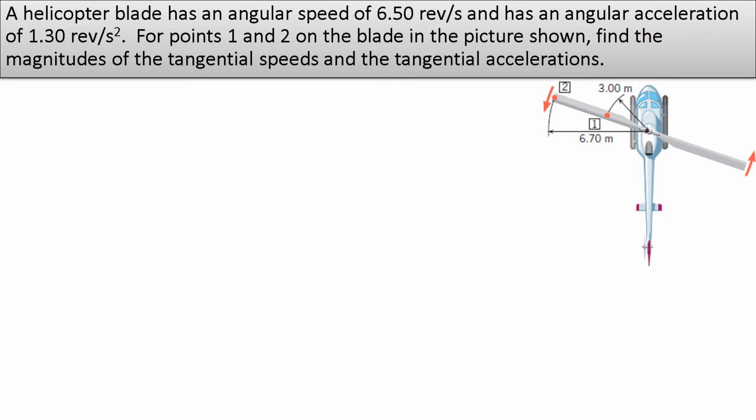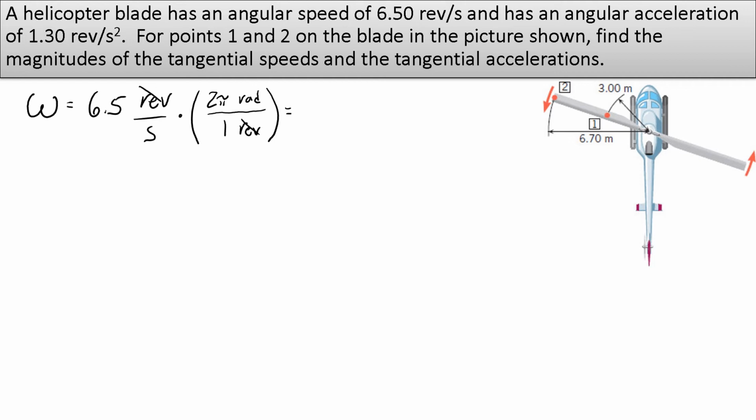So let's start by writing our givens down. The angular speed is 6.5 revolutions per second. I'm going to write it like that so that we can do our unit conversion right away, because I know I want to be in radians. Now, revolutions is in the numerator here, so I'm going to put it in the denominator there, and I want to go into radians. So these will cancel out, and we know that 1 revolution is equal to 2 pi radians.